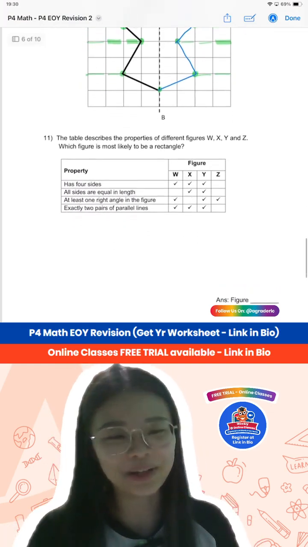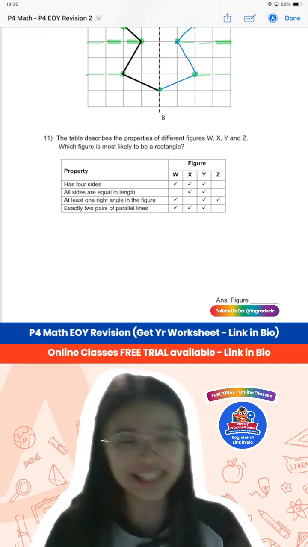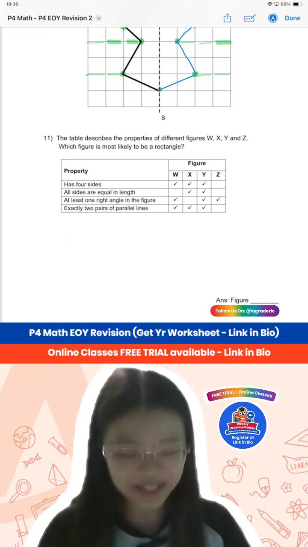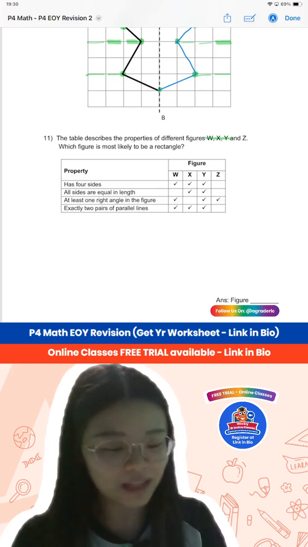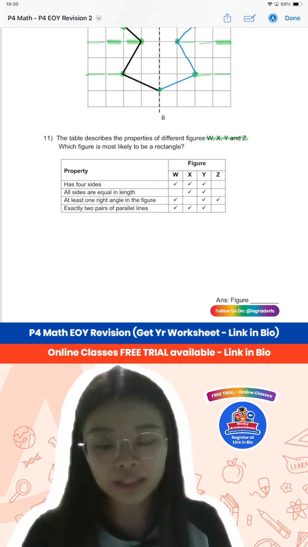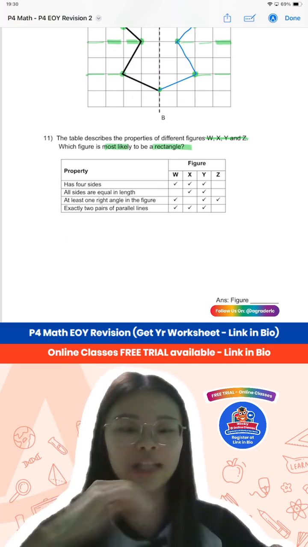Now you look at question 11. Minus 0.5. Wow, Kartik, you know the units. Question 11. The table describes the properties of different figures W, X, Y, and Z. Which figure is most likely to be a rectangle? This kind of question looks a little bit like science, right?